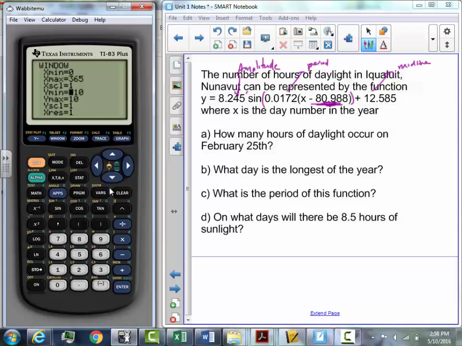For y minimum and maximum, the y value is how many hours of daylight you get. Can you have negative? No, okay, you can't have negative hours of daylight. What's the most amount of daylight you possibly could have in a day? 12 hours. I'd probably say 24. Is it 24? Of sunlight.